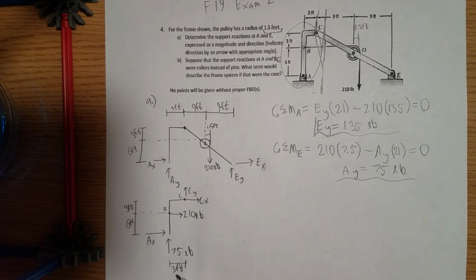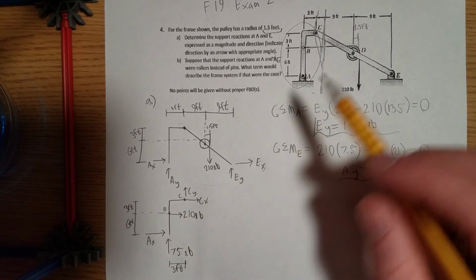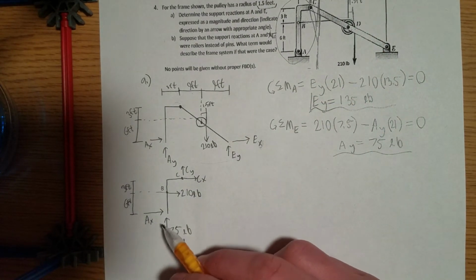Let's see here. So that's our full free body diagram for ABC. That should have everything that we need. Ultimately, we just need to solve for AX, looking at this here.